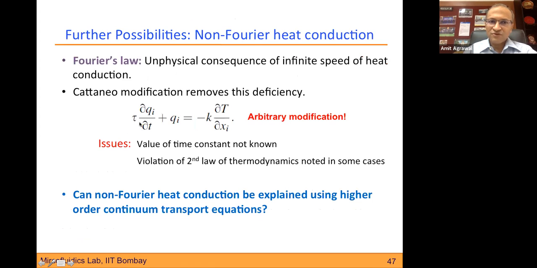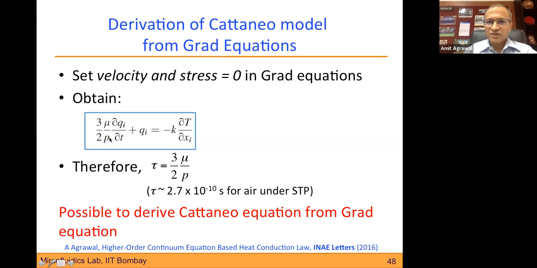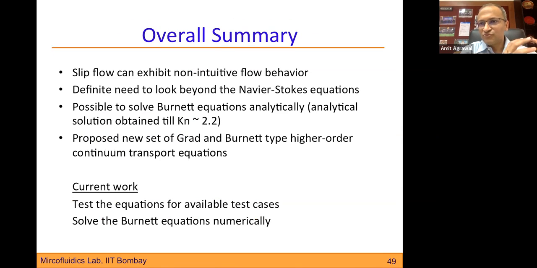And here, instead of just having a tau, which is some time constant which we don't know, you will see that this time constant can be found as 3/2 times mu by p, where mu is viscosity and p is the pressure. So you can evaluate the magnitude of this time lag as something like almost a nanosecond order, which also makes physical sense. So again, this is just one example where you can start applying these equations to cases that we were not even looking at.